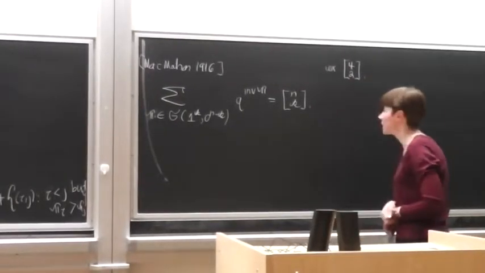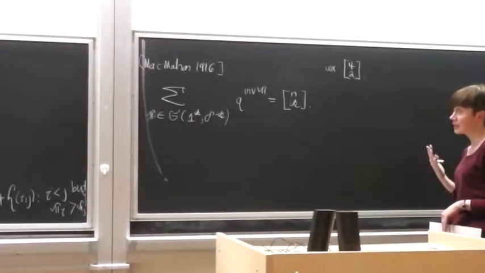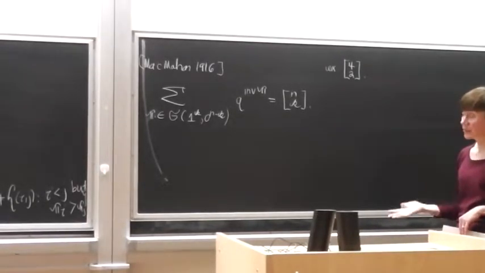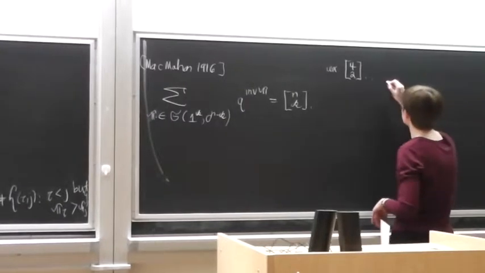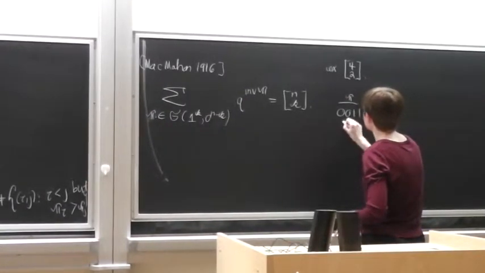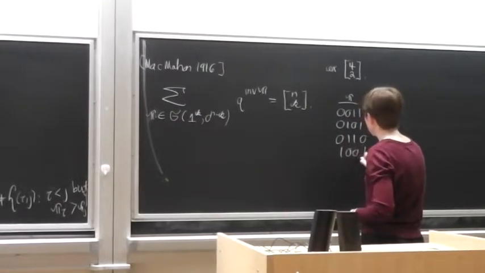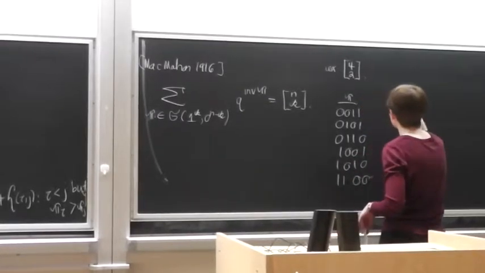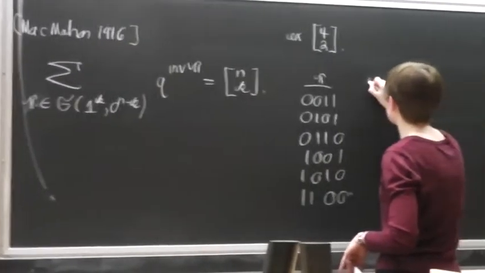So we're going to do the q-analog of 4 choose 2, so I need to have sequences of length 4 with two 1s and two 0s. So let's write them right here: 0, 0, 1, 1; 0, 1, 0, 1; 0, 1, 1, 0; 1, 0, 0, 1; 1, 0, 1, 0; 1, 1, 0, 0. And we keep track of the inversion number.